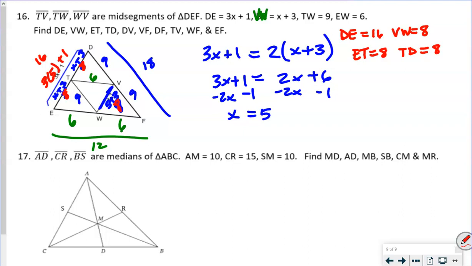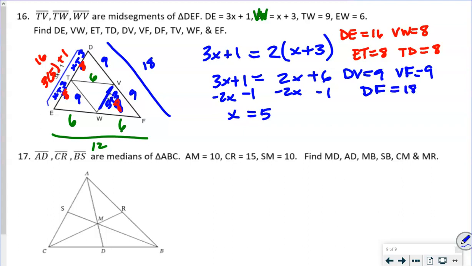Okay, then we've got DV. Let's do this in a different color. DV. Actually, let's do that one in blue because that's what color it is in the drawing. DV is equal to 9. Then we have VF is equal to 9. And we have DF is equal to 9 plus 9, which is 18, right?